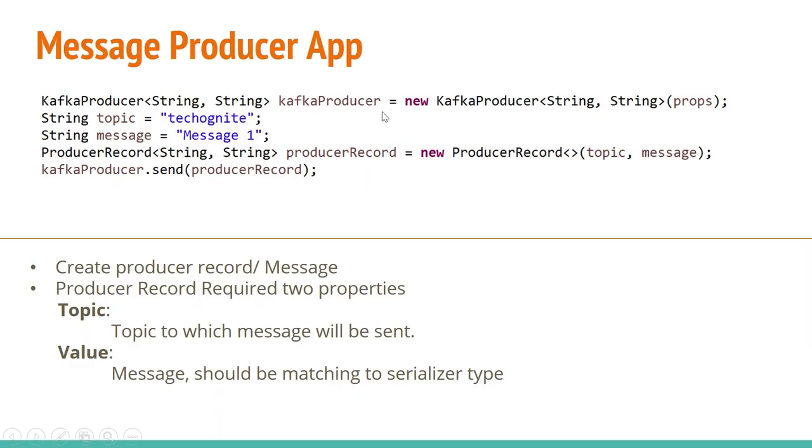Once the Kafka producer object has been created, the next step is to create the producer record object. This producer record object requires two mandatory properties. One is the topic and second is the message itself. There are other variants of this producer record as well, which we will cover in the next video. The first property is the topic name on which we want to publish the message, and second property is the message itself. This message should match the serializer which we have passed in the value serializer. Once the producer record object has been created, we call the KafkaProducer.send method to publish this message on the topic.